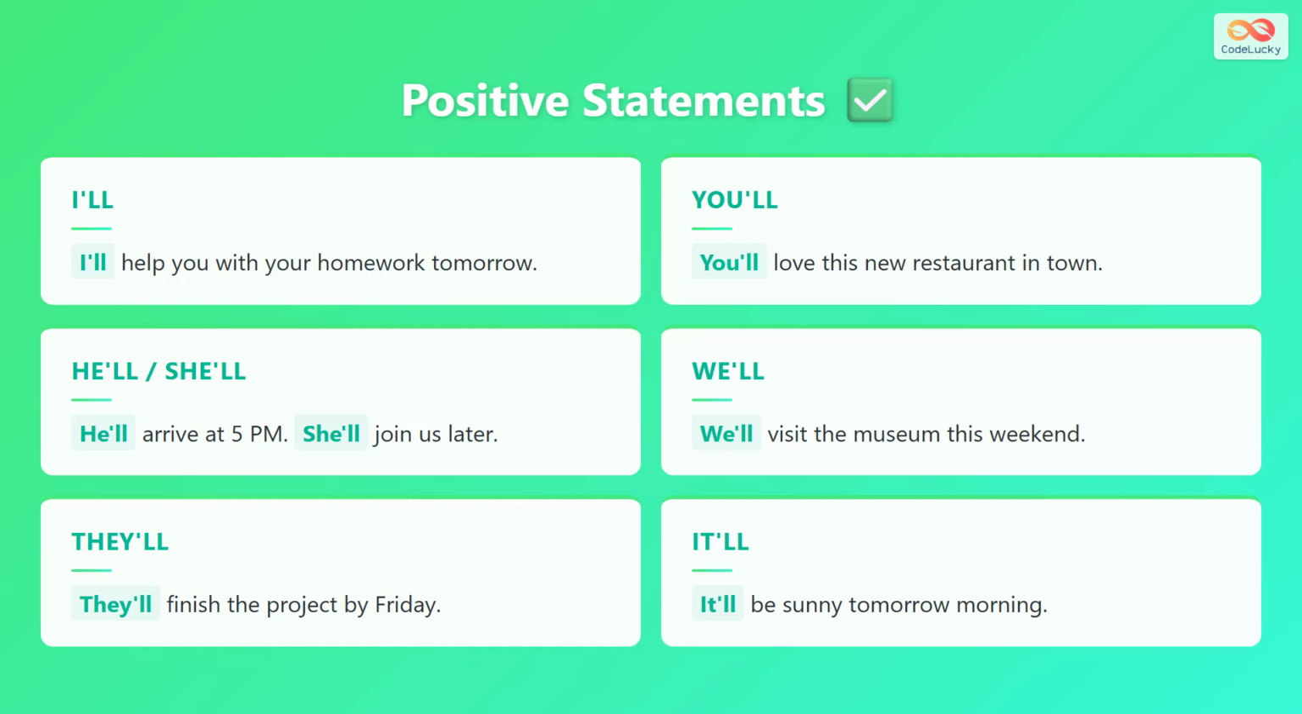Let's look at positive statements using will contractions. I'll help you with your homework tomorrow. You'll love this new restaurant in town. He'll arrive at 5 p.m. She'll join us later. We'll visit the museum this weekend. They'll finish the project by Friday, and it'll be sunny tomorrow morning. These examples show how contractions fit naturally into sentences about future plans and promises.